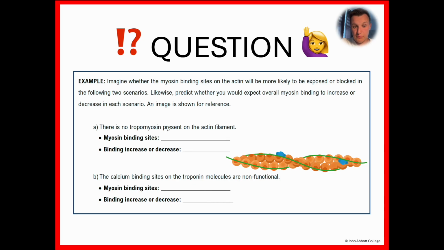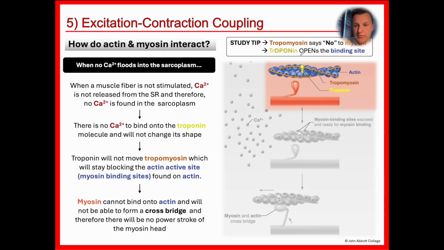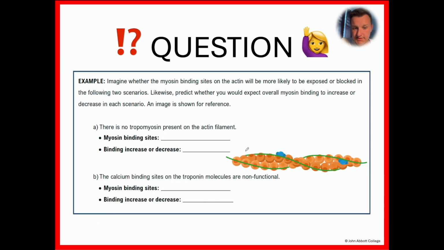So there's no tropomyosin present on the actin filament. Tropomyosin, remember, says no to the myosin. That's this green filament that's blocking the holes for myosin to be on, right? It's saying no to myosin. So if there's no tropomyosin present, what happens to the myosin binding sites? They are exposed, or you could say they're available to bind to. They're open, not really open, but they're exposed, right? And binding will increase, right?